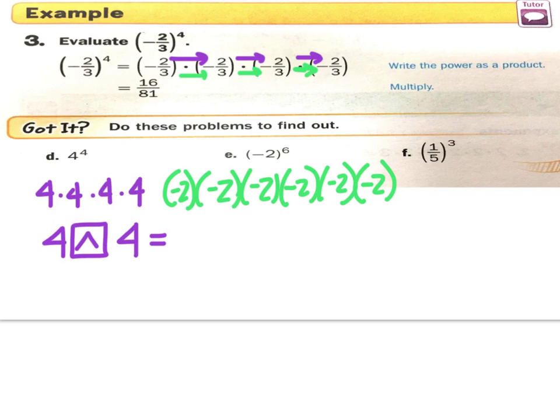You're going to put it in your calculator like this. You're going to do parentheses, negative, 2, close parentheses, upside down V, 6, equal sign. Because if you put it in your calculator without the parentheses, you're going to get a different answer. Go ahead, try it. You'll see that you get a completely different answer. Okay? So give me an answer for D, find me the answer for E, and try letter F on your own.